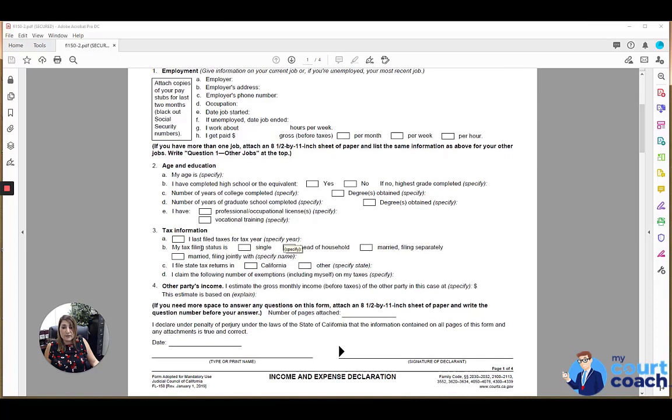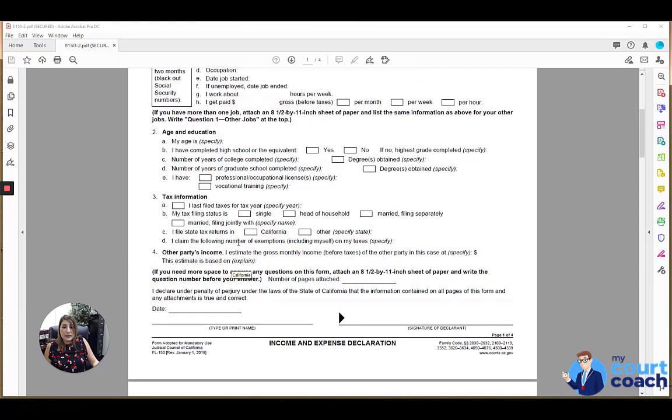Below that is tax information. You want to mark box 3A and list the last year you filed taxes for. Below that, you're going to mark the box that identifies what your tax filing status is: single, head of household, married filing separately, or married filing jointly. If married filing jointly, please write the name of the person that you are filing jointly with. 3C, you are going to mark if you file tax returns in California. If there's some other state you file tax returns in, then you would mark the box that says other and specify what state that is.